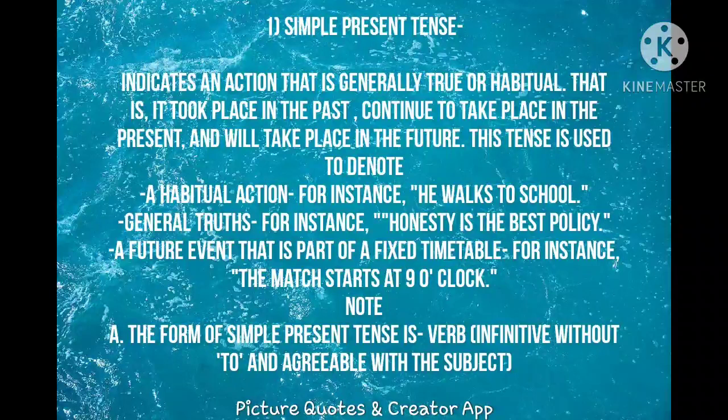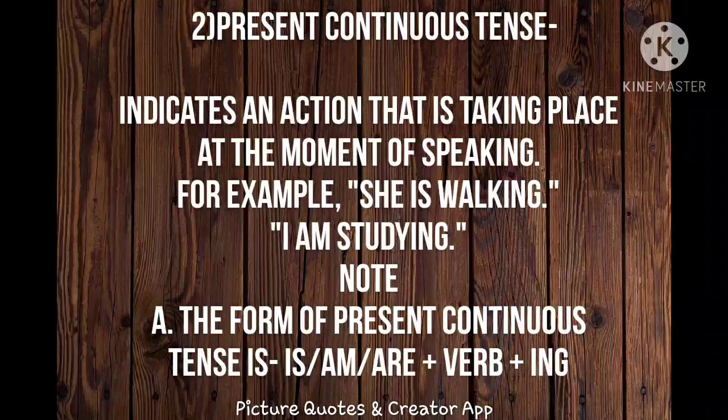The next one is present continuous. The present continuous tense indicates an action that is taking place at the moment of speaking. For example, she is walking, I am studying. So you should use this tense while you are doing that particular action. To mention that action, you can use present continuous tense, to speak about the action you are doing at the time you speak.